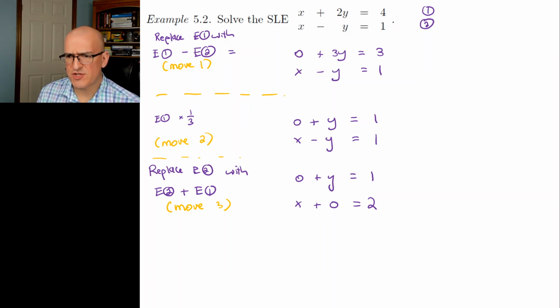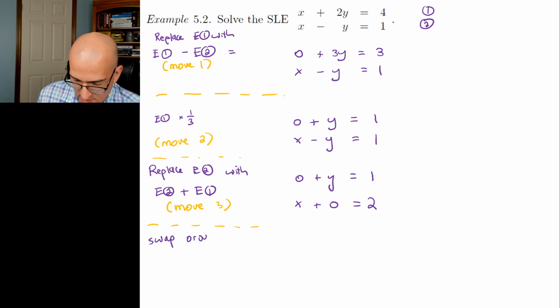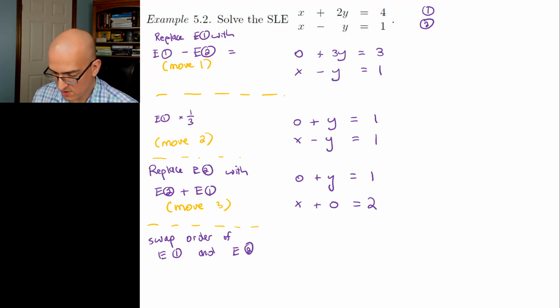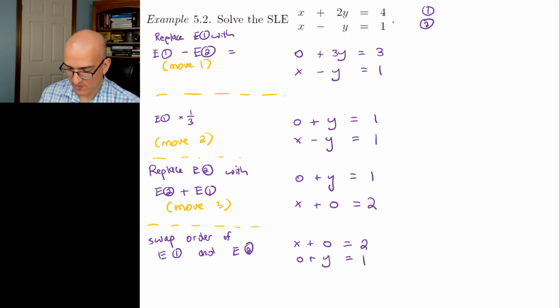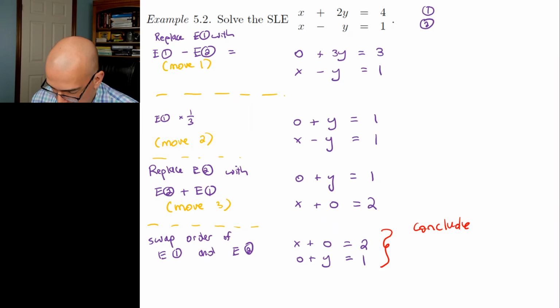Now I'm going to do a really strange thing. Who is this guy? Why is he doing this to us? I'm going to swap order of E1 and E2. I'm just going to write them in the other order. So now it says that x plus 0 is equal to 2. When I do this swap, I have to make sure I swap the left-hand side and the right-hand side. And 0 plus y is equal to 1. Now we can make a conclusion. Conclude x is 2, y is 1.